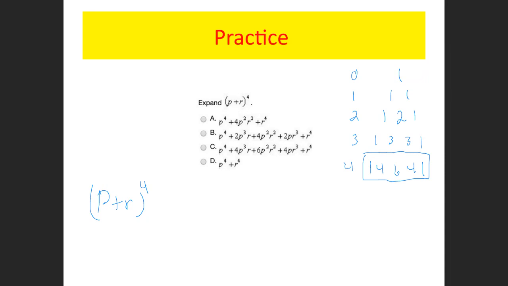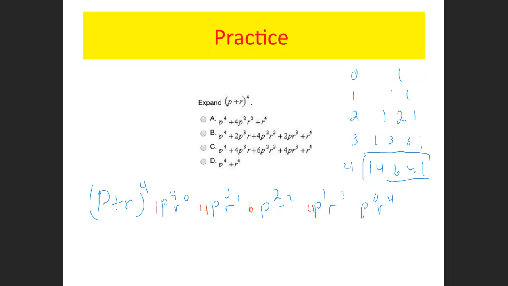I got to put it in front. But remember, I start with the p to the fourth. So I've got p to the fourth, p to the third, p to the second, p to the first, p to the 0. Remember, the second one, we start with 0, so that's r to the 0, r to the first, r to the second, r to the third, r to the fourth. And then we just put our numbers in from Pascal's triangle. And my numbers from Pascal's triangle are a 1, a 4, a 6, a 4, and a 1.